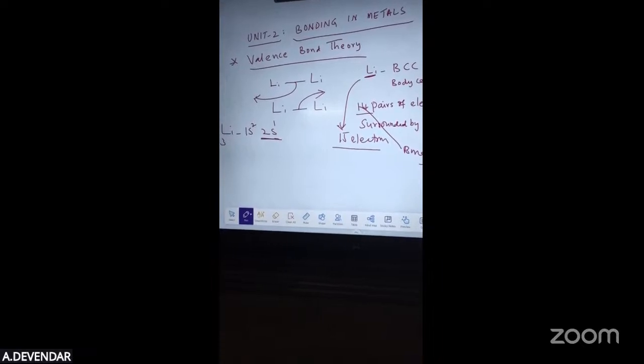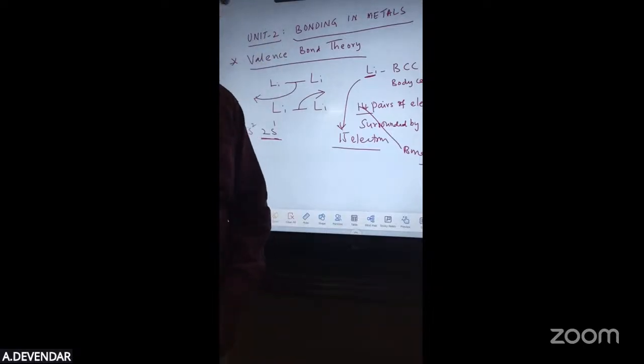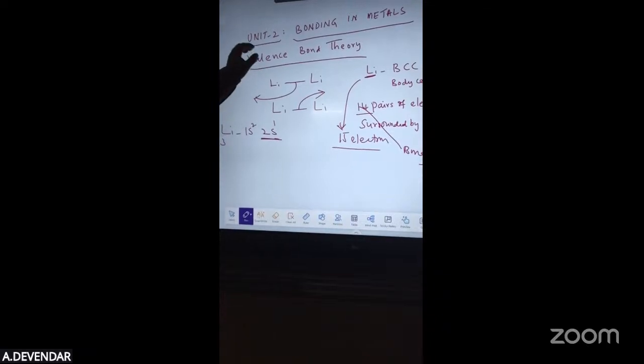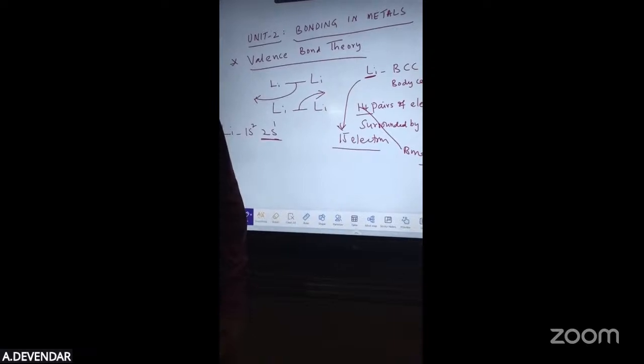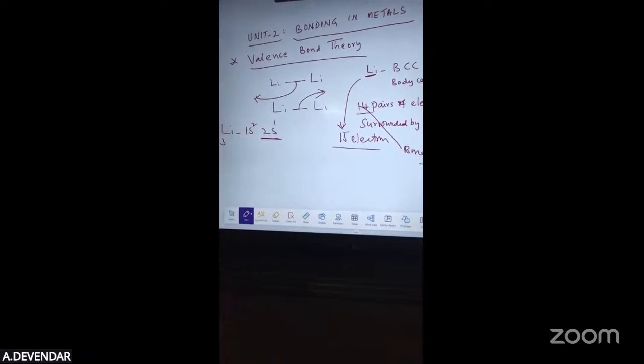So this is about the valence bond theory. This is one more topic in this second chapter. The valence bond theory may come as a 10-mark essay question. Next, we have another important question: what do you mean by alloys?